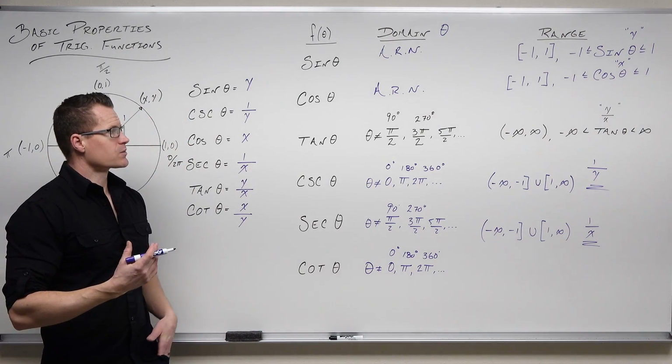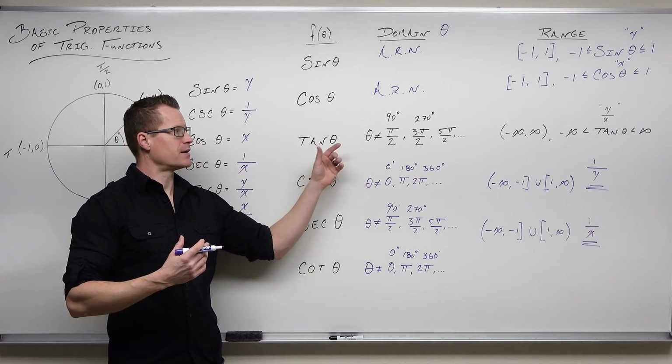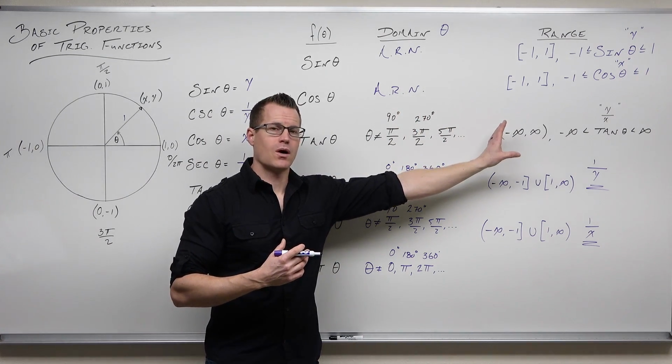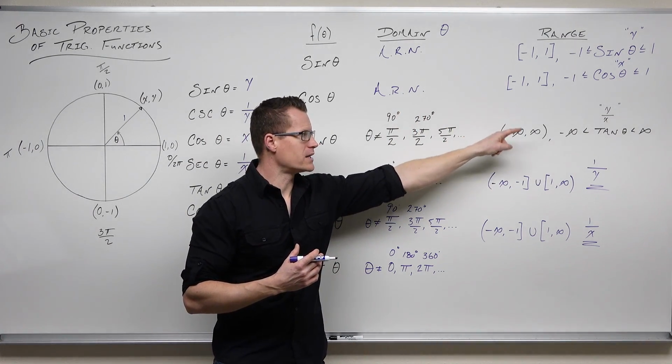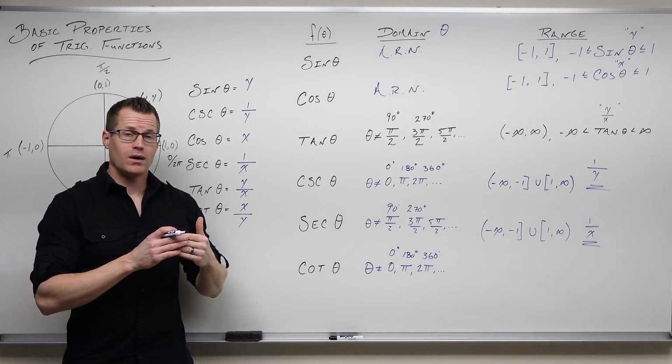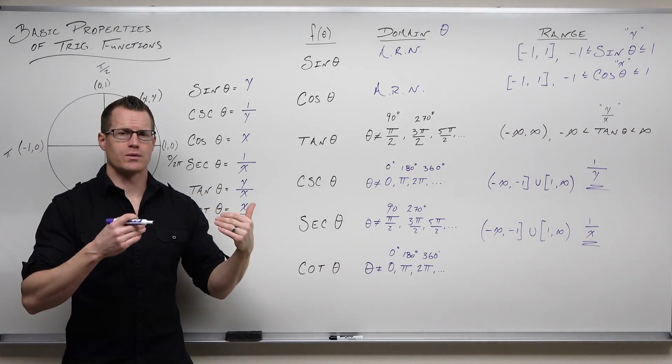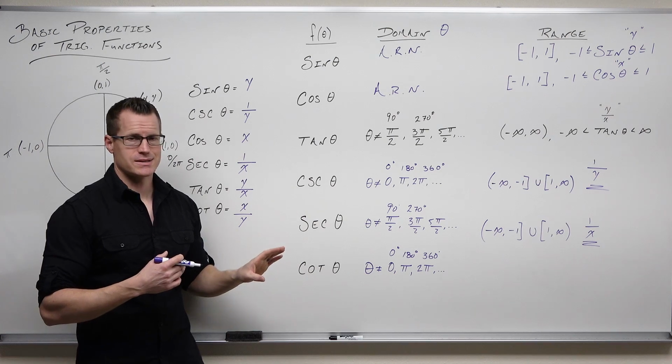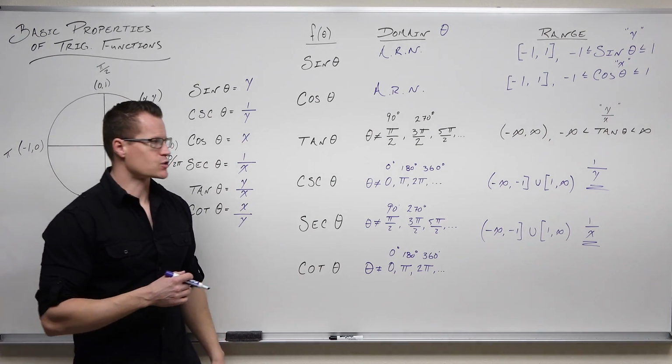For the same exact reasons that tangent of theta can give you an output of all real numbers anywhere, y divided by x, same thing happens here. X divided by y, well, x is all real numbers and y is all real numbers. The only things that we're excluding are where your y is 0. You can get everything out of that as well.